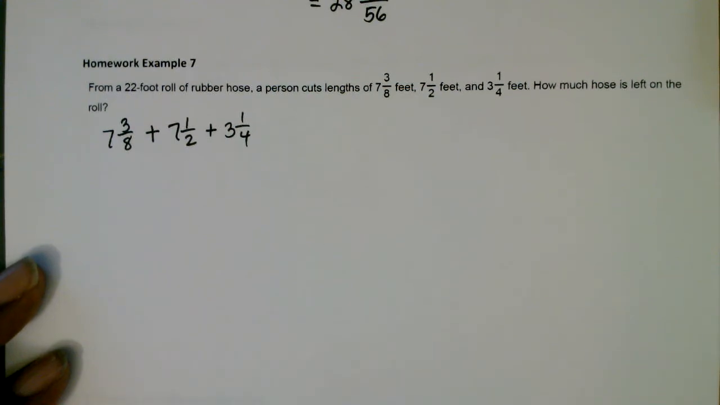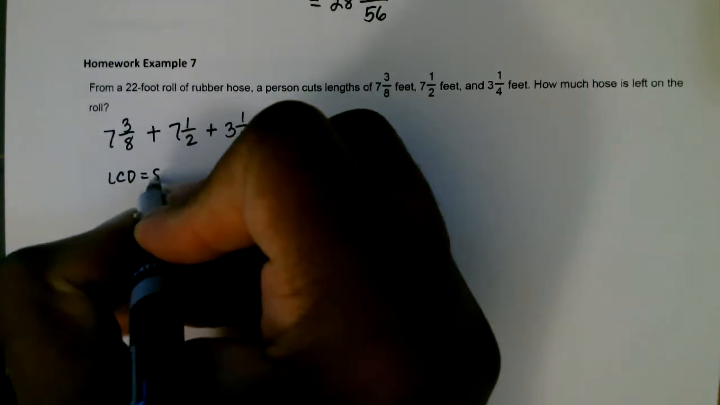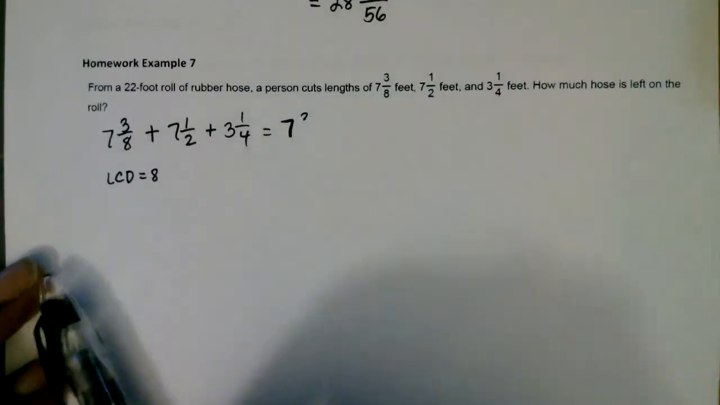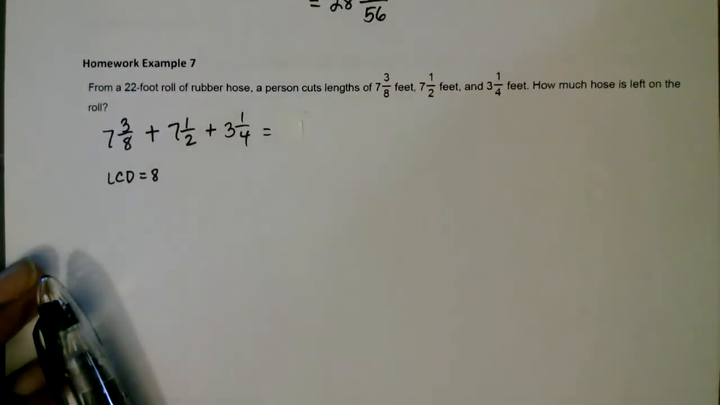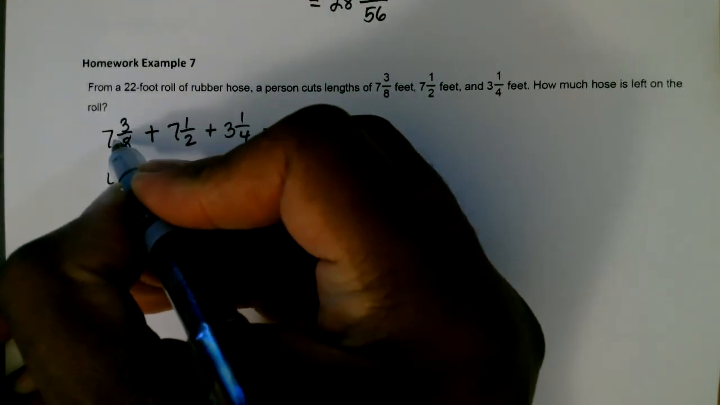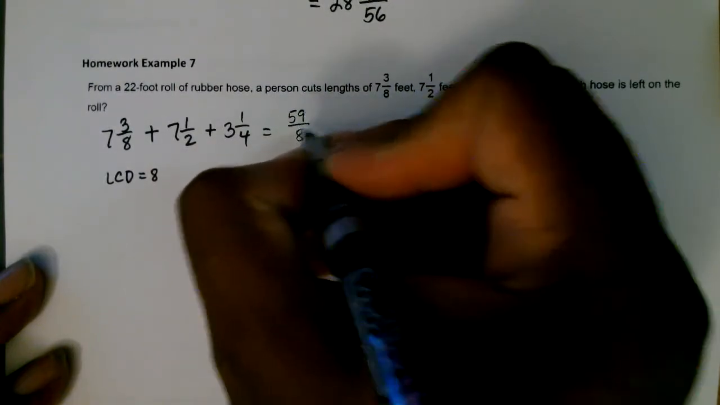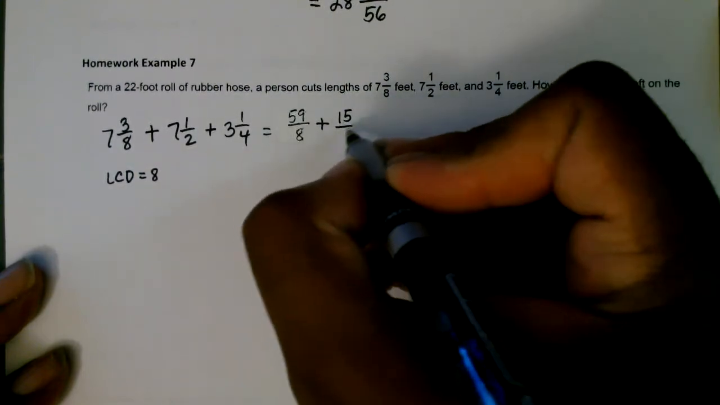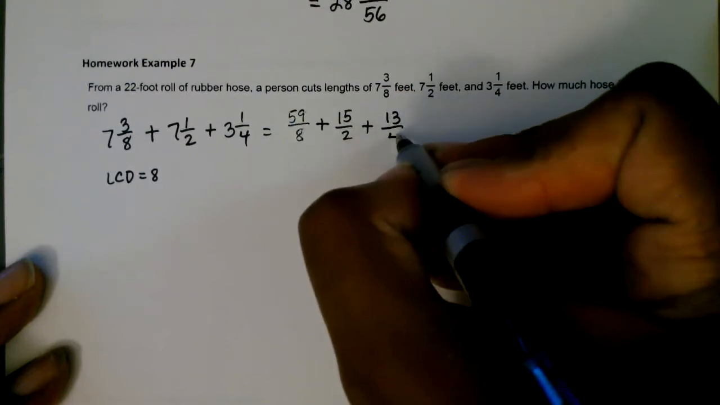And let's find the LCD of 2, 4, and 8. Well, in this case, it's going to have to be 8. Now for the 7 3/8, or let's do this first. Change each one of those to an improper fraction. Probably easier to do it that way. All right, 7 times 8, that's 56, plus 3 is 59 over 8, plus 2 times 7 is 14, plus 1 is 15 over 2, plus 4 times 3 is 12, plus 1 is 13 over 4.